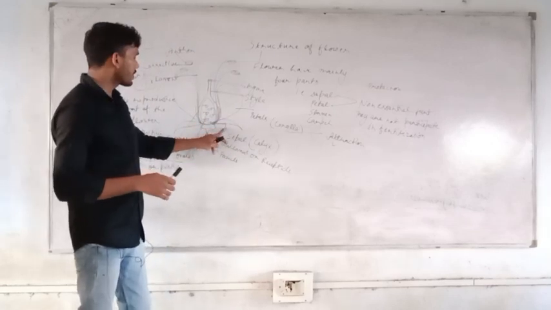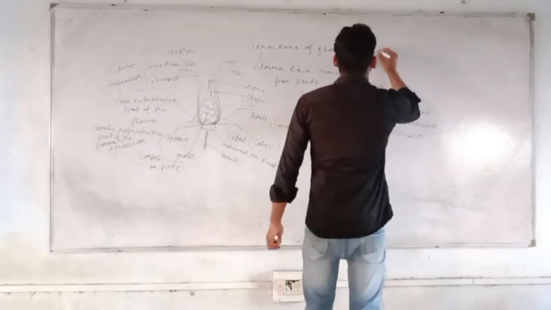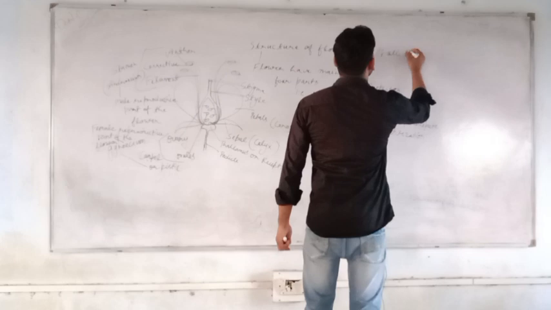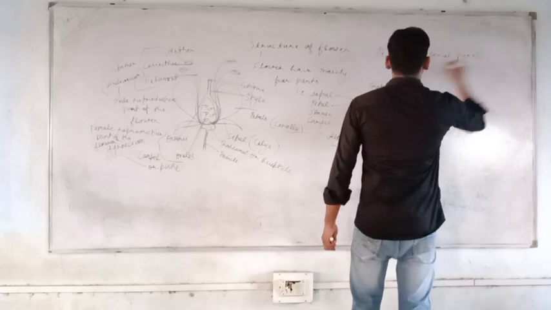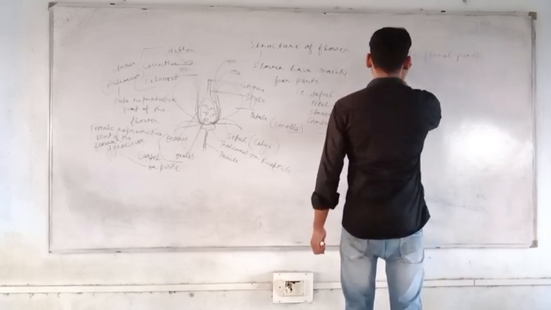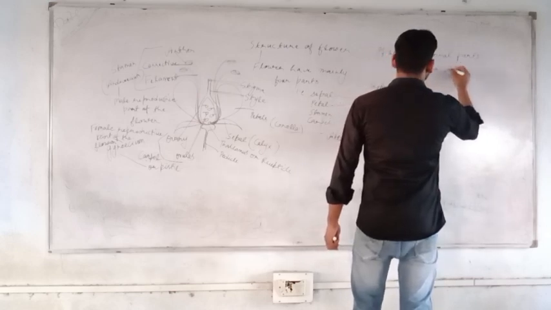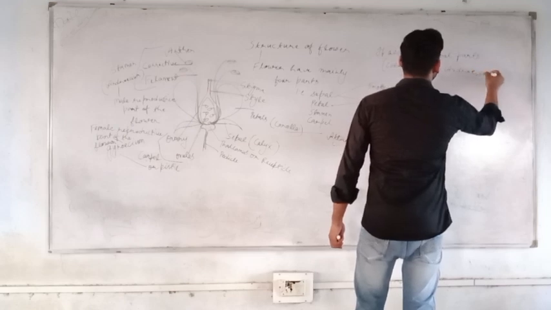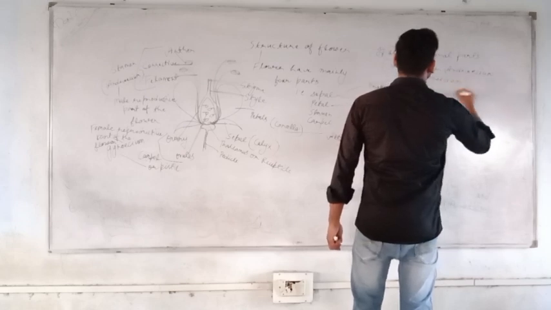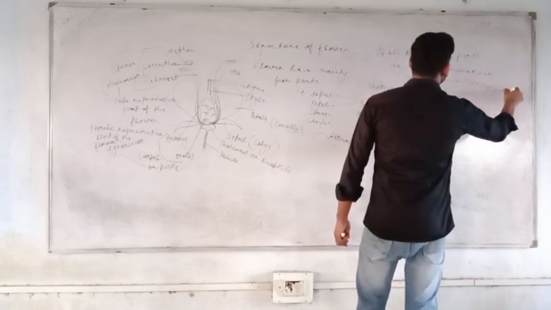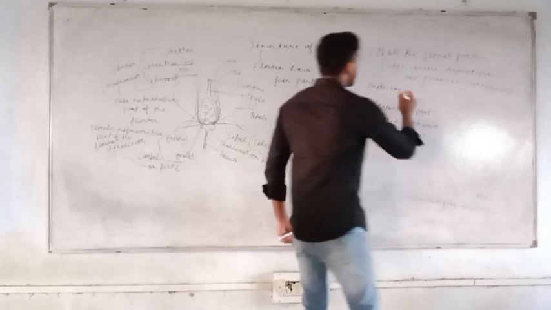If all the floral parts, sepal, petal, stamens and carpel, that is calyx, corolla, androecium and gynoecium, are present, then it is called complete flower.